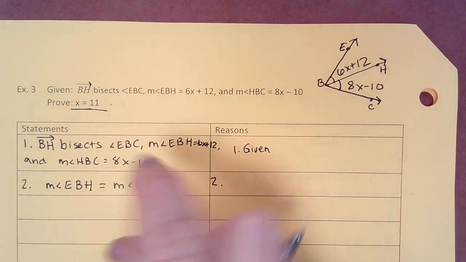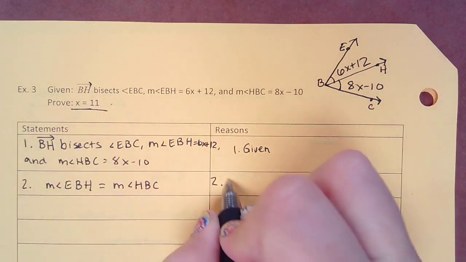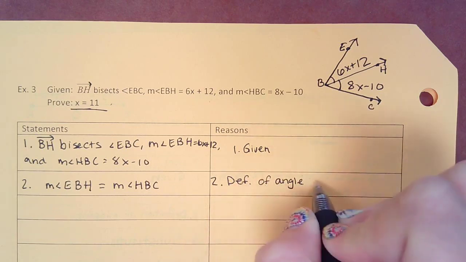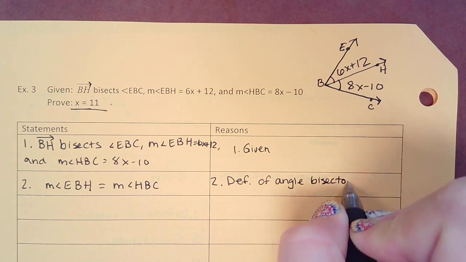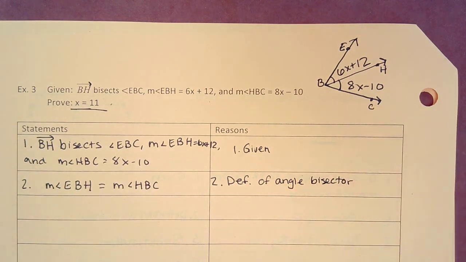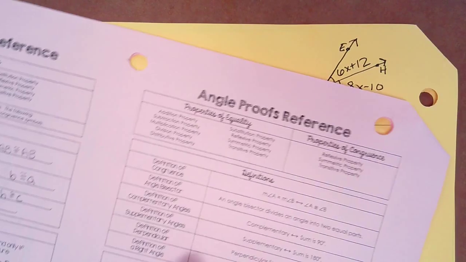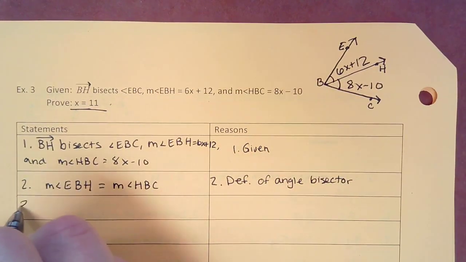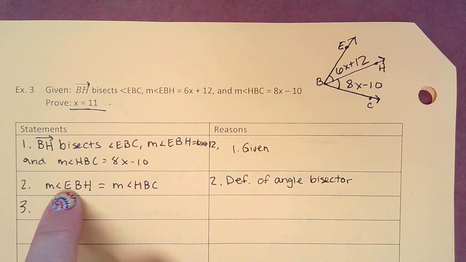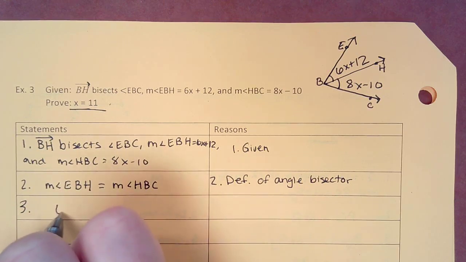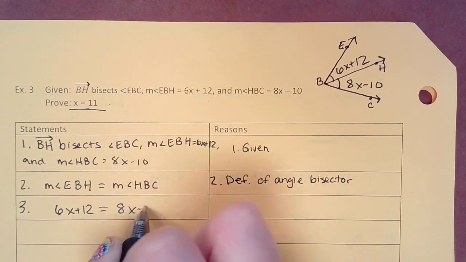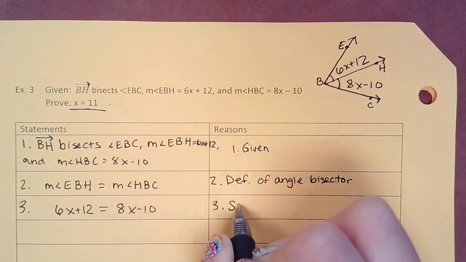How do I know that? Because it says bisects. So definition of angle bisector. And that again was in your definition side. Now let's go ahead and plug these measurements in. So EBH, that is 6x plus 12. HBC, that is 8x minus 10. So substitution.